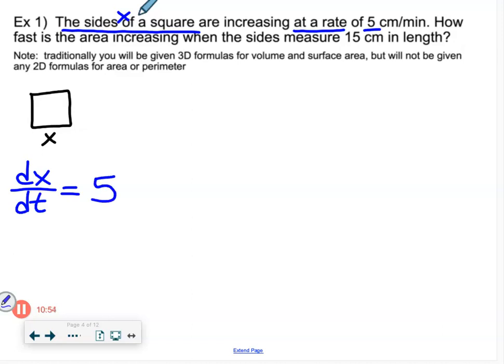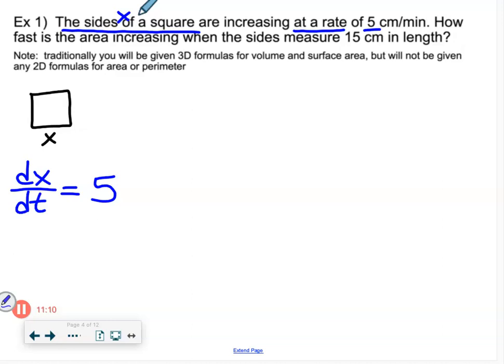5. Is it, and don't put units now, put the units at the end. So is it positive 5 or negative 5? Positive, how do you know? Increasing. Because the sides are increasing. Very good.